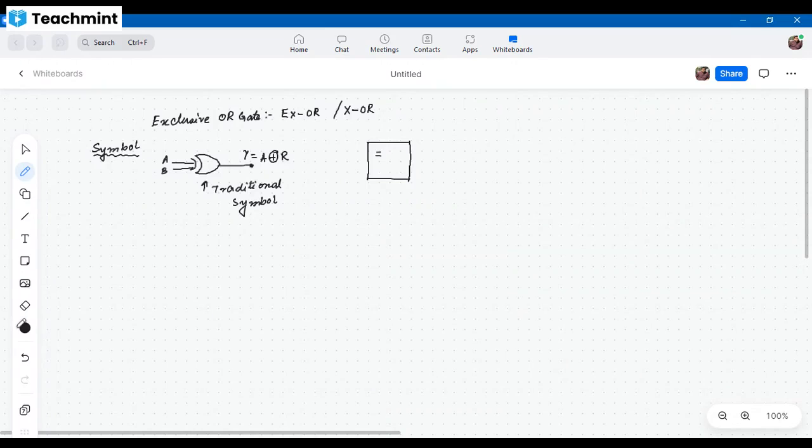So that is IEEE. Understand? Yes, sir. So IEEE has made the symbol for XOR like this. This is A, this is B, this is 1, and this is the output Y. So this is the IEEE symbol.